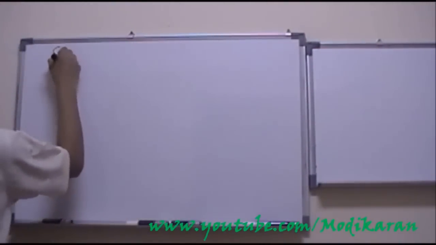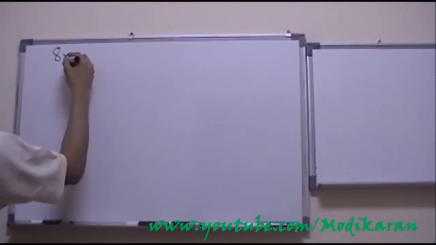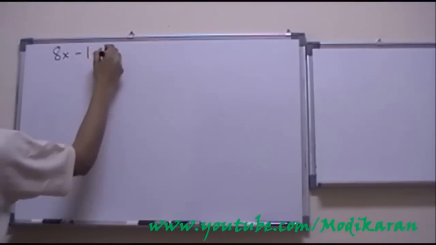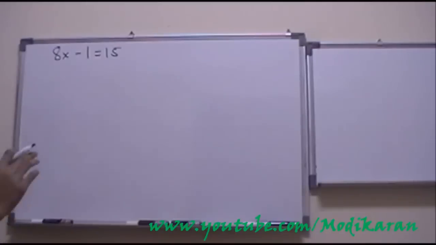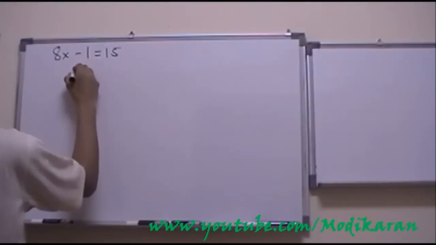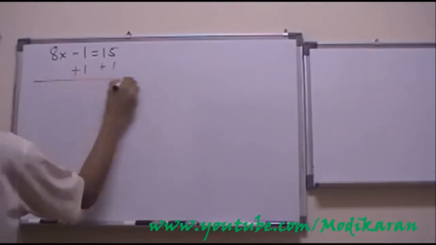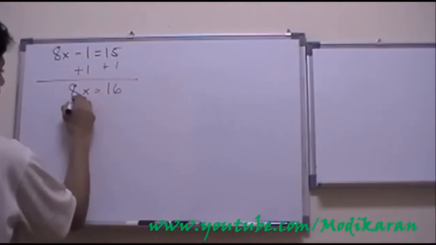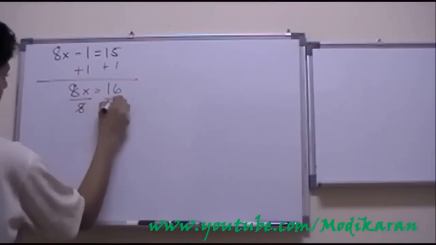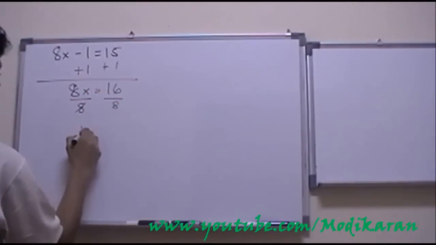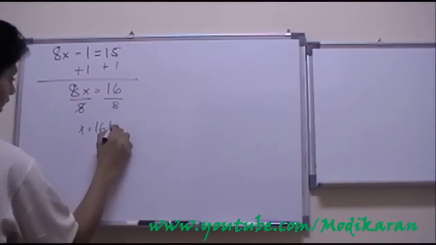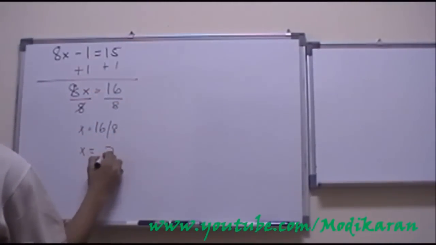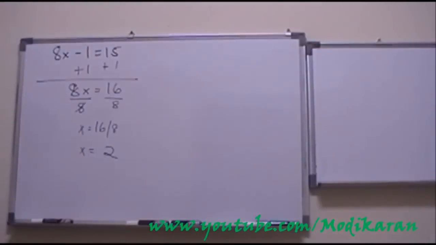The first one says 8x minus 1 is equal to 15. What you need to do first is add 1 on both sides, so you have 8x is equal to 16. Divide by 8 on both sides: x is equal to 16 over 8, which is x is equal to 2. Now let's go ahead and check the solution.